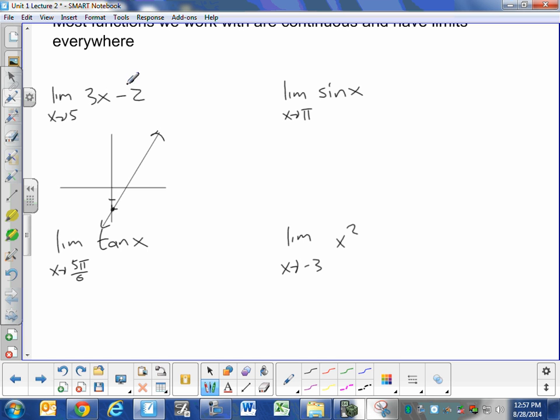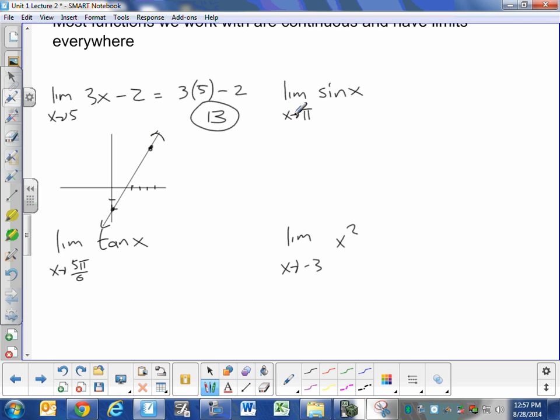If I want to find the limit as x approaches 5 of 3x minus 2, all I need to do is find the location of the point where the input's 5. So all you have to do is plug in 5 into the function to see what the function value is. I will be approaching 13 to the left and 13 to the right, and turns out my function value is 13. Piece of cake.